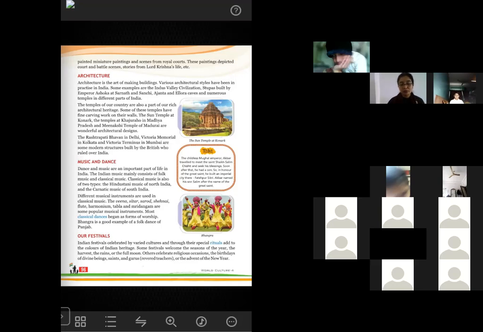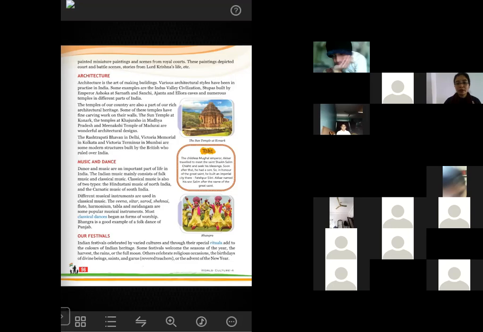It's a very, very important question. You can even write VVI, very, very important. You can mark it as VVI. That gives some examples of architecture of India. Some examples are the Indus Valley civilization, stupas built by Emperor Ashoka at Sanchi and Sarnath, Ajanta Ellora caves, and numerous temples from different parts of India.